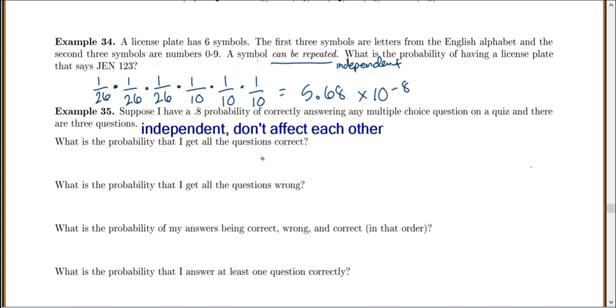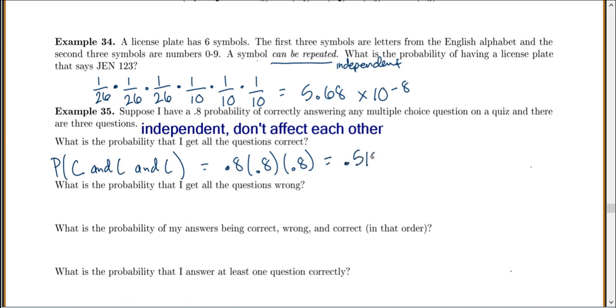So what's the probability that I get all the questions correct? I always like to write out what I'm trying to get. So I need to get the first one correct, and the second one correct, and the third one correct. To get the first one correct, I'd have a 0.8 chance. The next one will also be 0.8, and the next one will also be 0.8. Because I'm looking for the probability of ANDs, I multiply them. So I get 0.512.